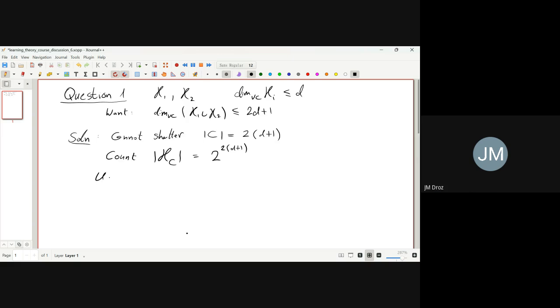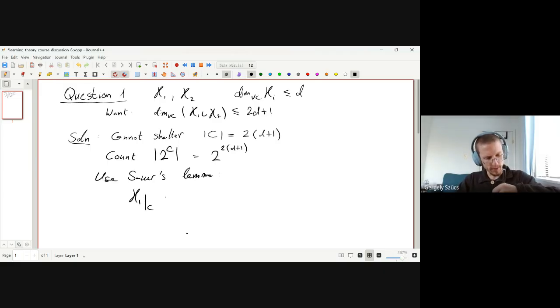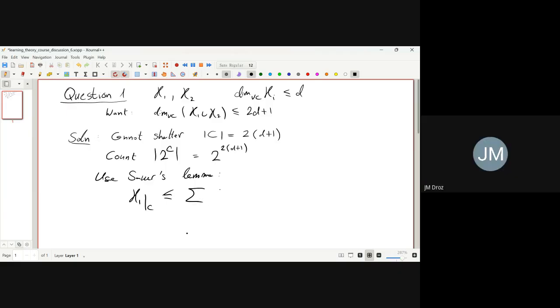So if we simply write the statement of Sauer's lemma for sets of size D, for a set C of 2D plus 2 elements, we get that the cardinality of H1 restricted to C is at most the sum for I from 0 to D of 2D plus 2 choose I.